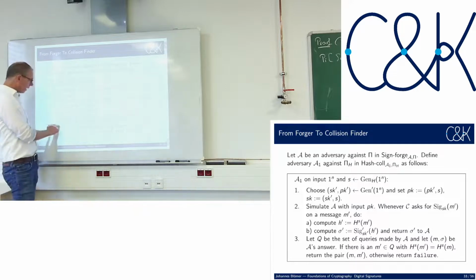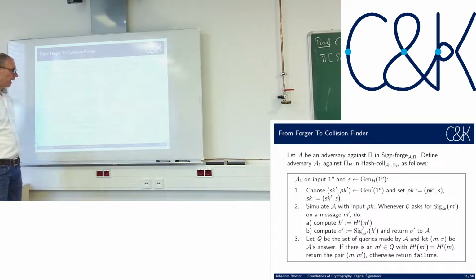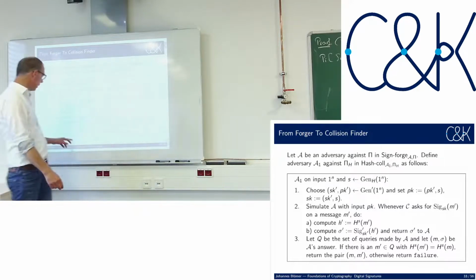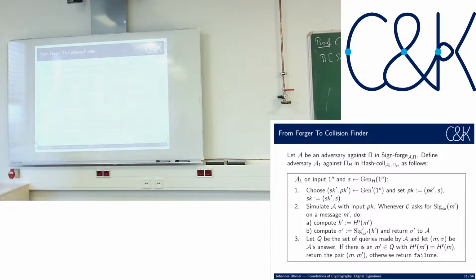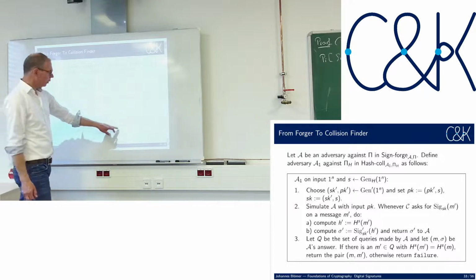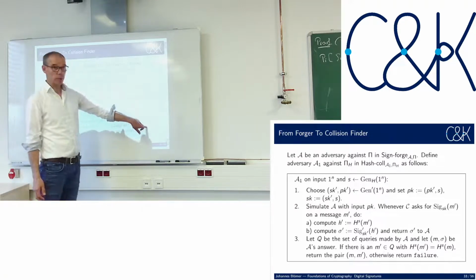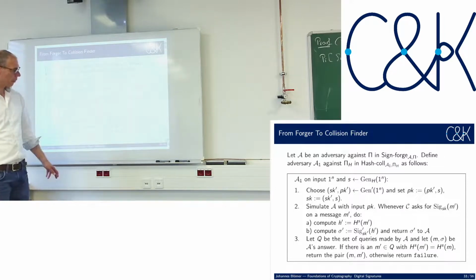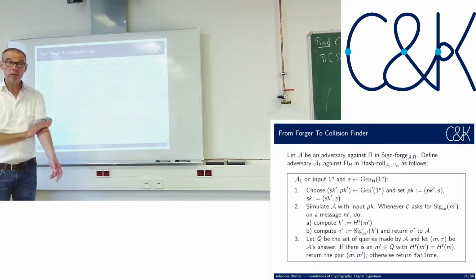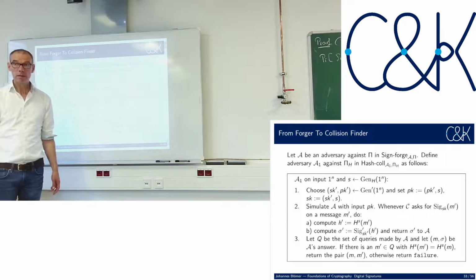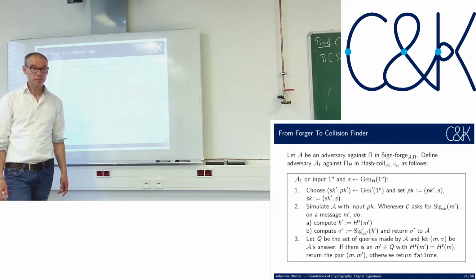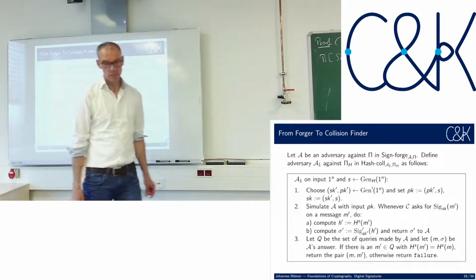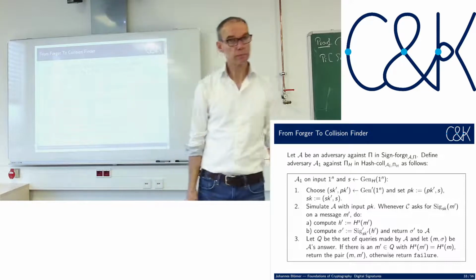Now, eventually let Q be the set of queries made by A, and let M, sigma be A's answer. Then if there is an M prime in Q with H S of M prime equal to H S of M, return the pair M, M prime, otherwise return failure. Good.